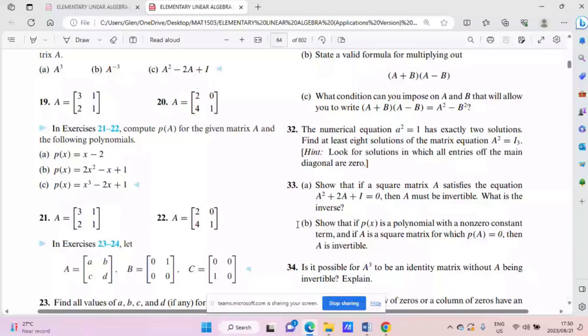Then plus the identity. I said 6 plus 1, 7. Then 0 plus 0, it's 0. 20 plus 0, it's 0. Then 1 plus 1, I got 2. So our P of A is 7, 0, 20, and 2. That's how I calculated it.